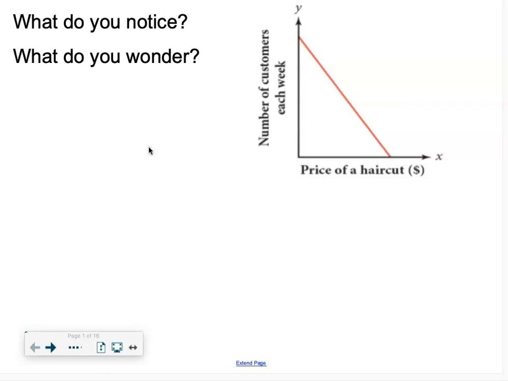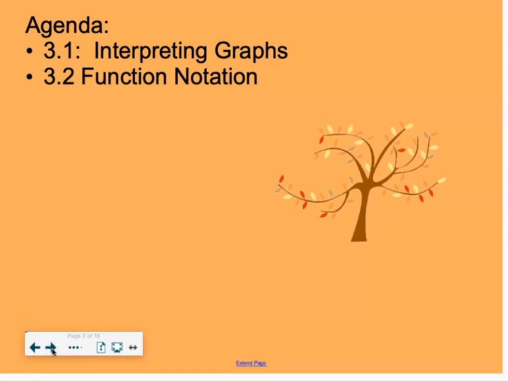All right. What kind of a function is this? Linear. How do you know it's linear? Because it's a line. Very good. Today we're doing two sections in one day. We're doing 3.1 and 3.2. 3.1 is kind of an introductory section getting us used to different types of graphs. In 3.2, we're going to jump into function notation, which is one of my favorite things.